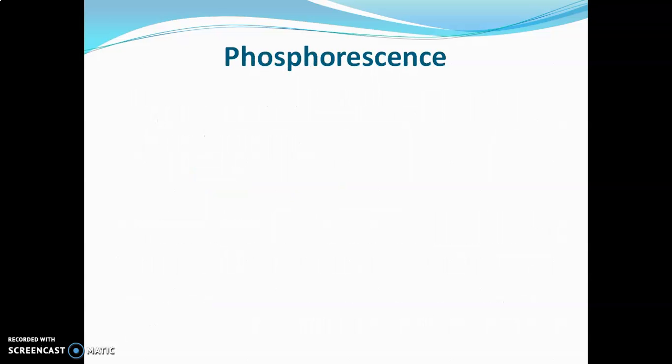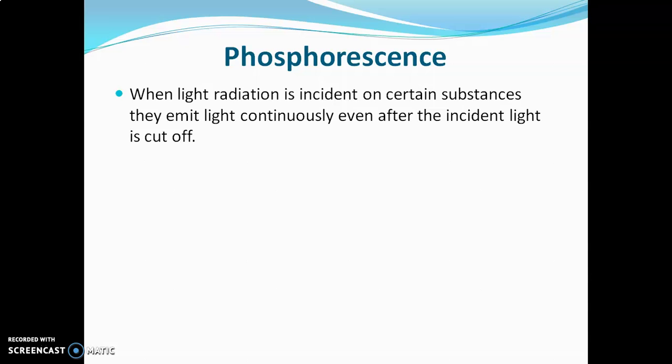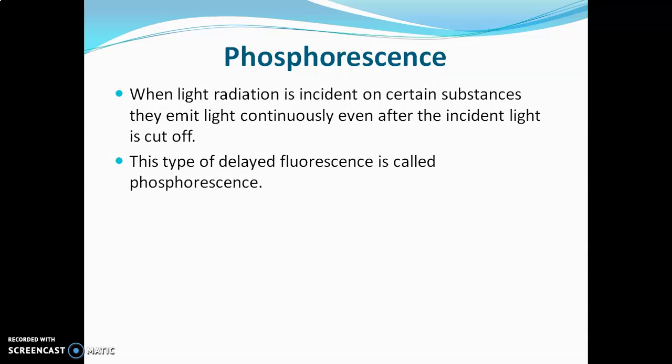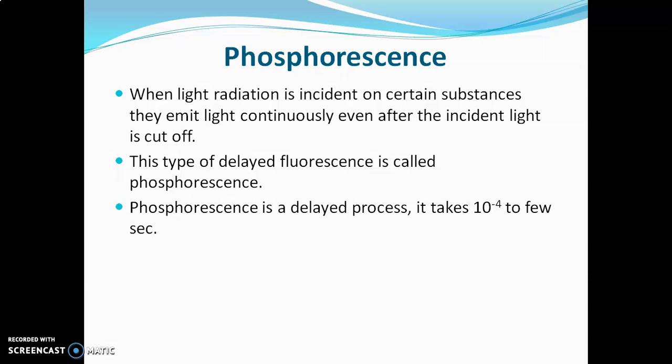Now we'll see phosphorescence. When light radiation is incident on certain substances, they emit light continuously even after the incident light is cut off. That means phosphorescence will go on even if we stop the radiation source, and the light is re-emitted. That is known as phosphorescence.